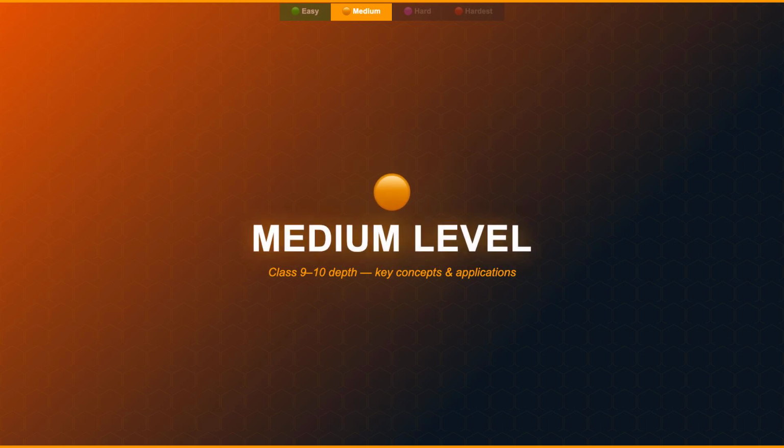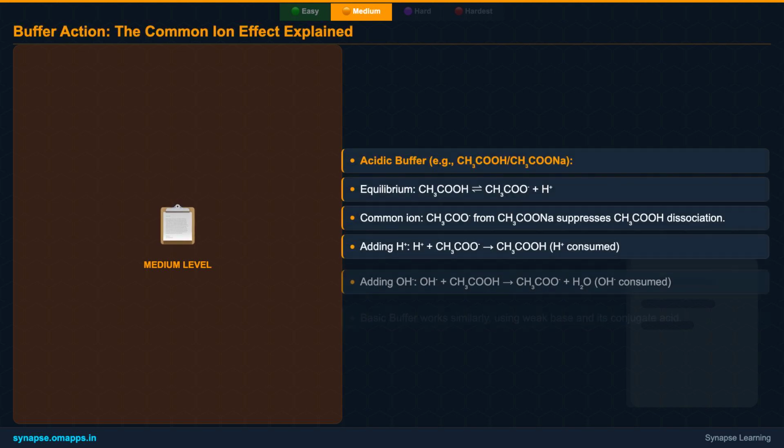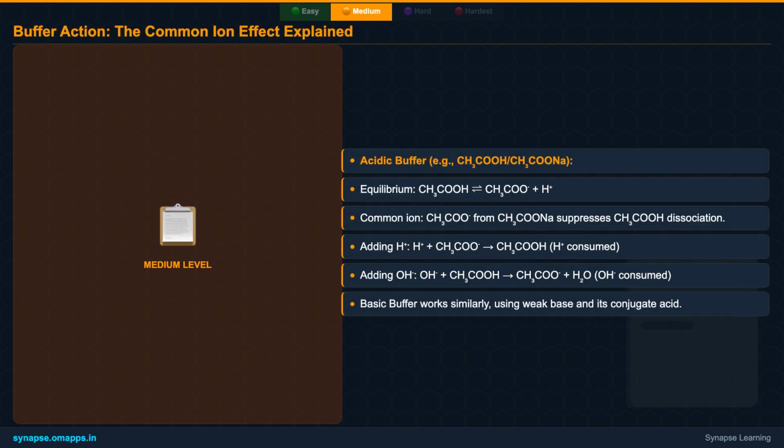At the medium level, we'll explore the how and why behind buffer solutions in more detail. Here, we'll dive into the actual mechanism of buffer action, explaining it through the common ion effect. We'll use specific examples like acetic acid and sodium acetate for acidic buffers and ammonia and ammonium chloride for basic buffers. You'll see how the presence of a common ion shifts the equilibrium of the weak acid or base, enabling the buffer to neutralize added H+ or OH- ions effectively. This detailed look will solidify your understanding of their remarkable stability.